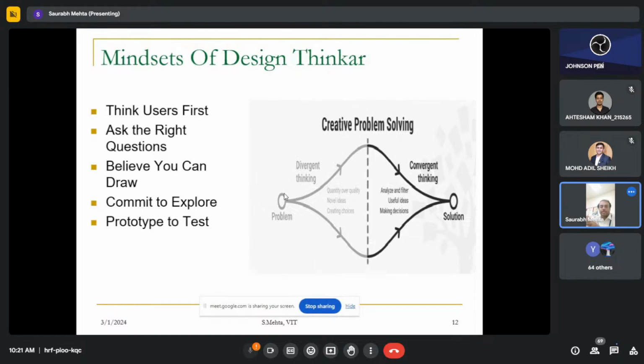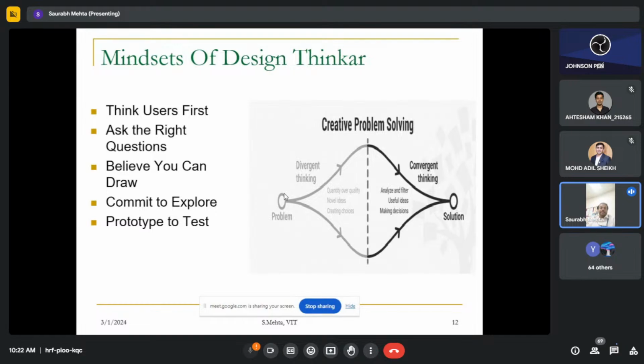What are the right questions? What kind of stuff do we need to ask the people, so then you can get to answers? And always you need to believe that when you ask the right question and do the proper discussion, you can come up with a very good solution. And always be ready to commit and explore the different options.